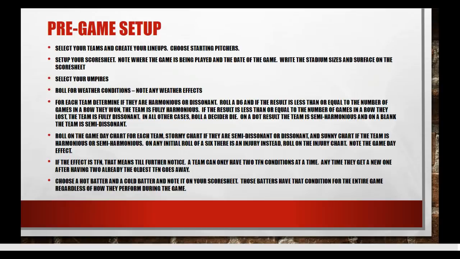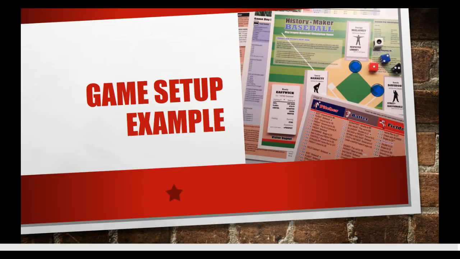And then the last thing you're going to do is choose a hot batter and a cold batter, and note it on your score sheet. The one thing that you probably will do is look at the previous game, or the previous few games that they played in, and see, is this player playing hot or not? Are they getting a lot of hits? Are they getting a lot of RBIs? That's going to determine who your hot guy is, and a cold batter might be somebody who's on a slump, who's not hitting the ball. So that may be the designated cold batter for the game. Just to note, those batters have that condition for the entire game, regardless of how they perform during the game. All right, so now we're going to go through a game setup example.